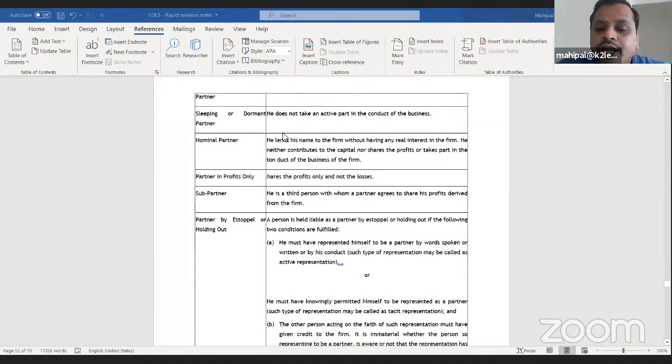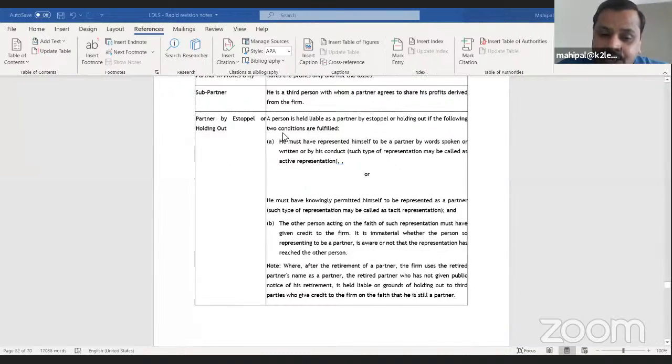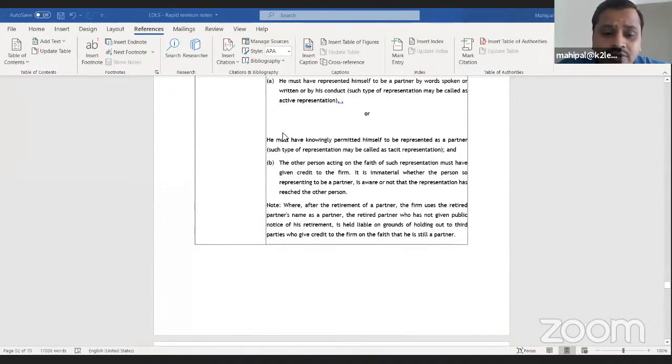Partner by estoppel and holding out are the partners who by their act agree to be a partner without being a partner, or who allow the partnership firm to take their name without being a partner to that name.